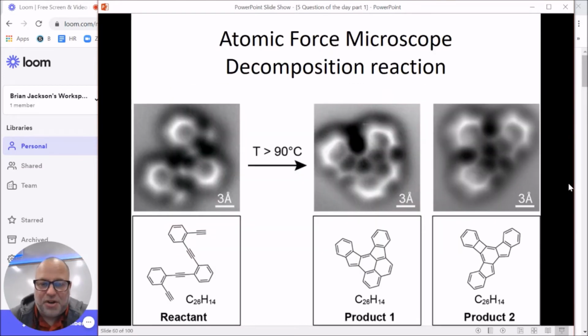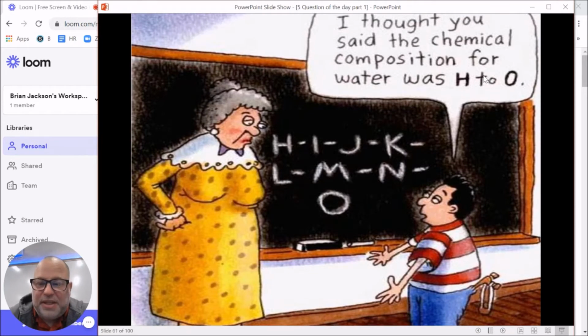Ironically enough, here's a picture of a decomposition reaction actually happening. We have the reactant right over here, but then it breaks apart into smaller segments over here. So scientists are actually able to zoom in with very special microscopes and be able to see this happening.